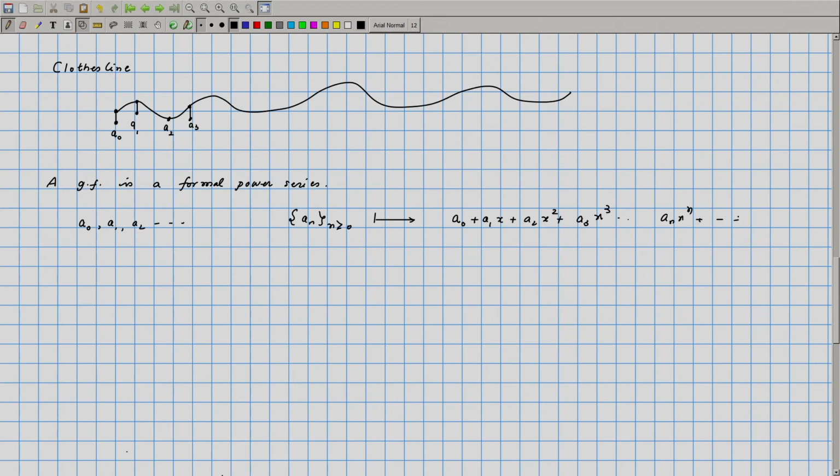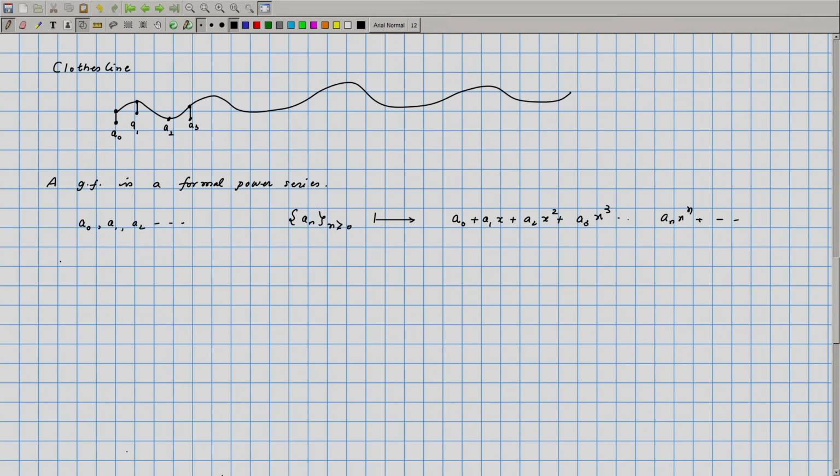So, given any sequence, we can associate a formal power series with it. In case of some sequences, the formal power series can be compressed and written in nice formats, whereas for some other sequences, it may not have a closed form expression.